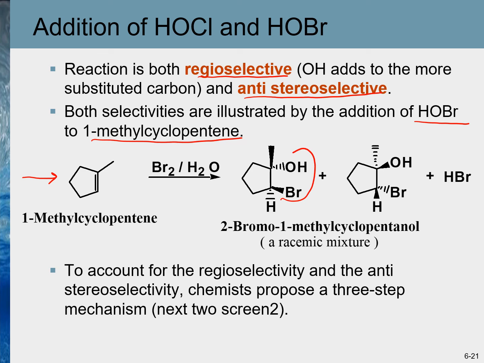Bromine and hydroxyl group in this reaction add anti to each other, with bromine bonding to the less substituted carbon and hydroxyl group bonding to the more substituted carbon. Less substituted carbon has more hydrogens attached to it. So this is evident from the products shown here in this reaction. To account for the regioselectivity and anti-stereoselectivity, chemists propose a three-step reaction mechanism which is shown in the next slide.